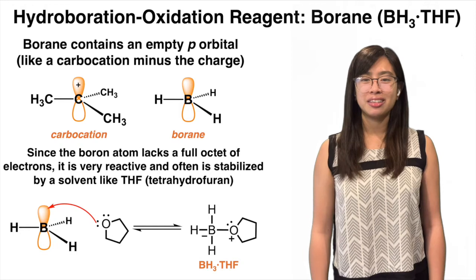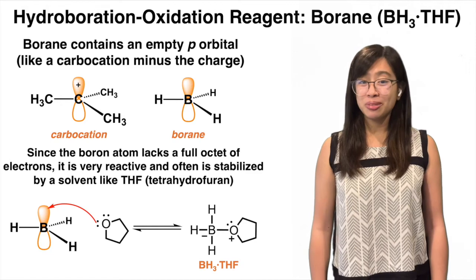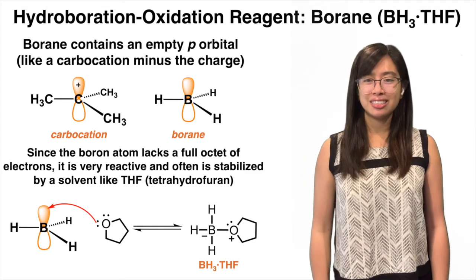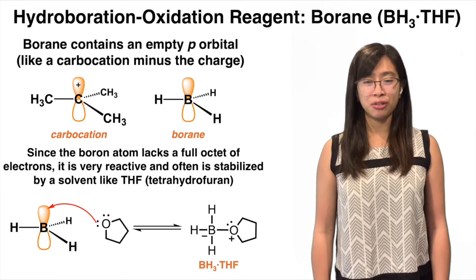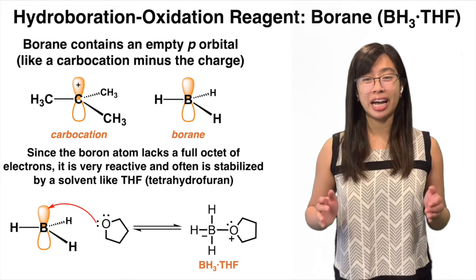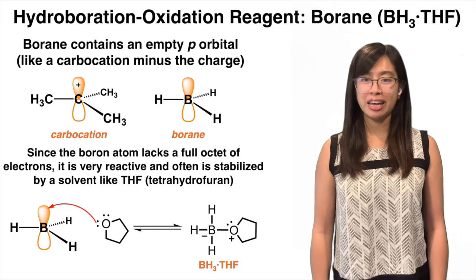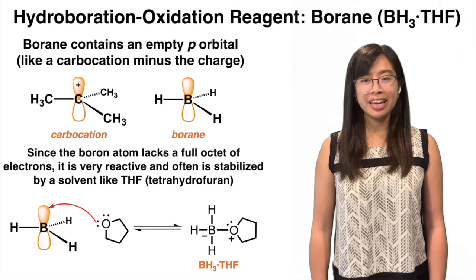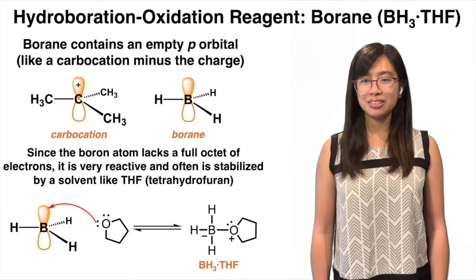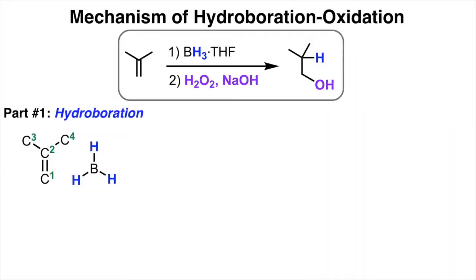This reaction utilizes a reagent called borane, or BH3. The structure of borane is actually similar to that of a carbocation because it contains an empty p orbital shown in orange. Since the boron atom lacks a full octet of electrons, it's super reactive and is often stabilized by the lone pair of electrons from a solvent like THF or tetrahydrofuran. In the reaction shown at the bottom, THF donates its electron density into the empty p orbital of boron in order to stabilize it.